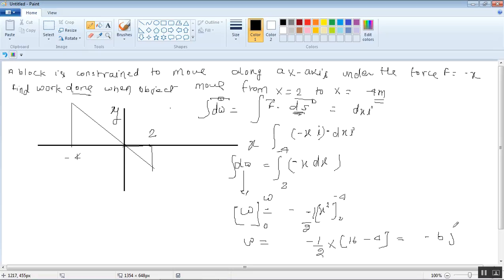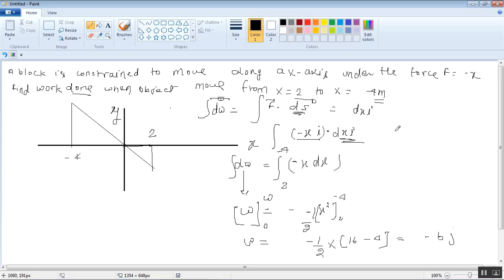Another way is with the help of vectors, and that form is also very reliable. This is very fundamental: if you get a force and it is variable, then try to draw the graph. Otherwise you can use this vector representation directly, but first you have to think about how displacement is taking place.